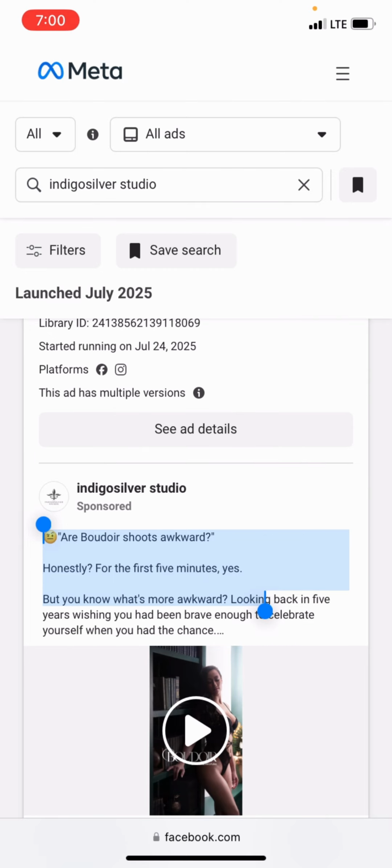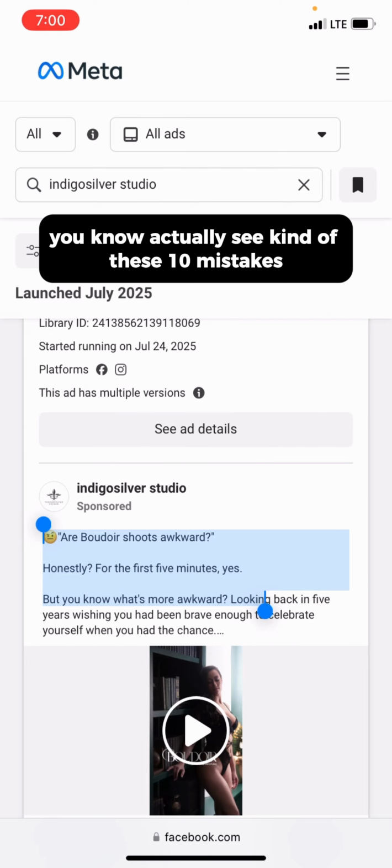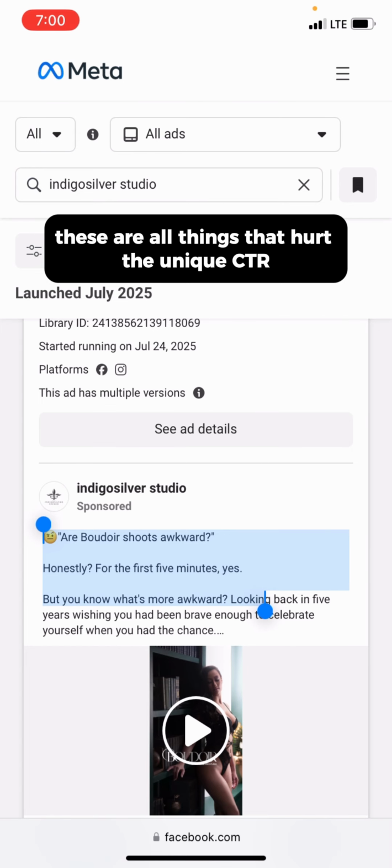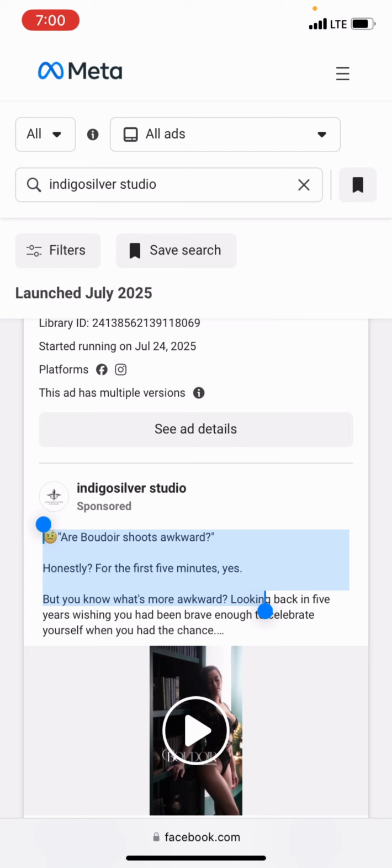So we're going to do the same framework here and actually see these 10 mistakes. These are all things that hurt the unique CTR all, hurt conversion rate, hurt all these ad metrics.